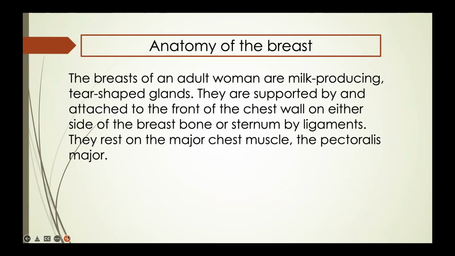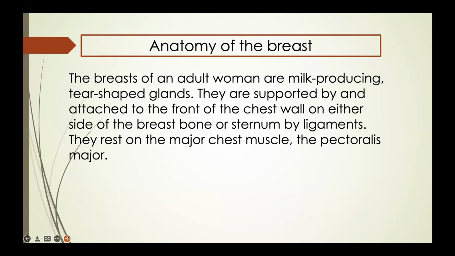The breast is the organ in the woman's body that produces milk. They are supported by and attached to the front chest on either side of the breastbone, or sternum, by ligaments. They rest on the major chest muscle, the pectoralis major. Usually when we are doing chest exercises, it is the pectoralis major muscle that you exercise. That's actually what pushes the chest up.